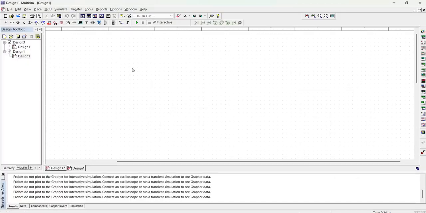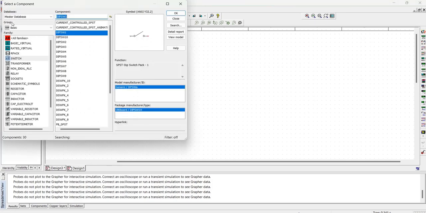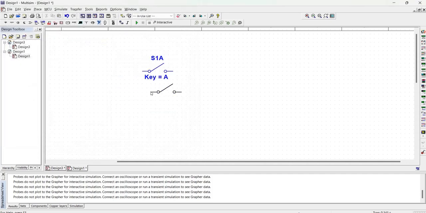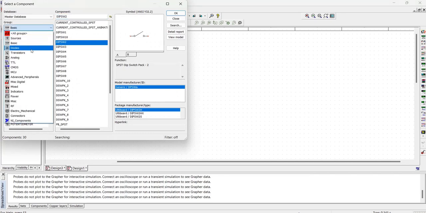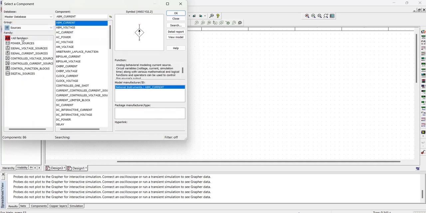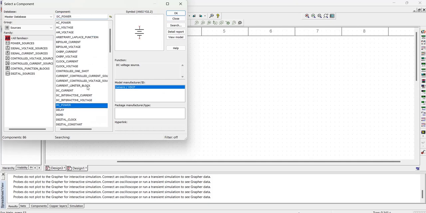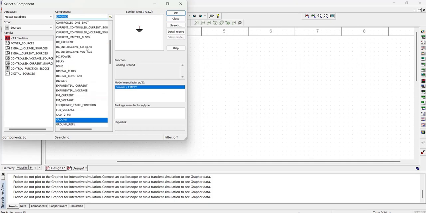So this is Multisim, and we are going to immediately go to importing our components. So we place here on the basic. First of all, let's import a switch. Let's import a switch. We get another one. Then we go and look for a battery or a power source. We need a DC power. Then we shall need also the ground. We need the ground.